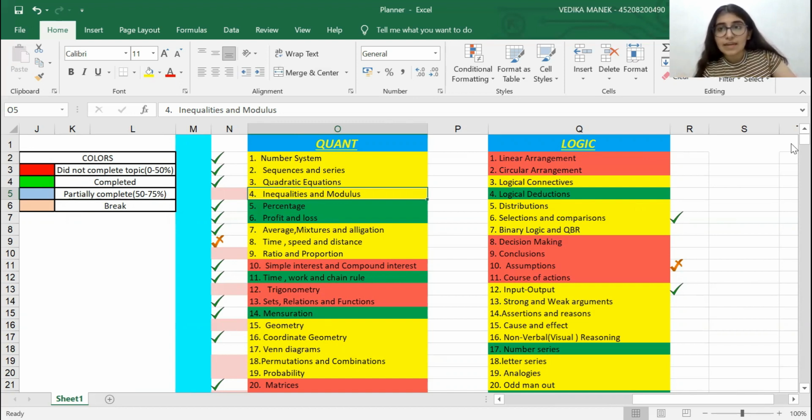I'm not saying it's guaranteed that in 2021 the paper is going to be like that, but it is more likely that these topics might be asked. If they have been asked in the past years, they have been asked again and again. In verbal: para jumbles, phrasal verbs, idioms and phrases, reading comprehension, fill in the blanks.